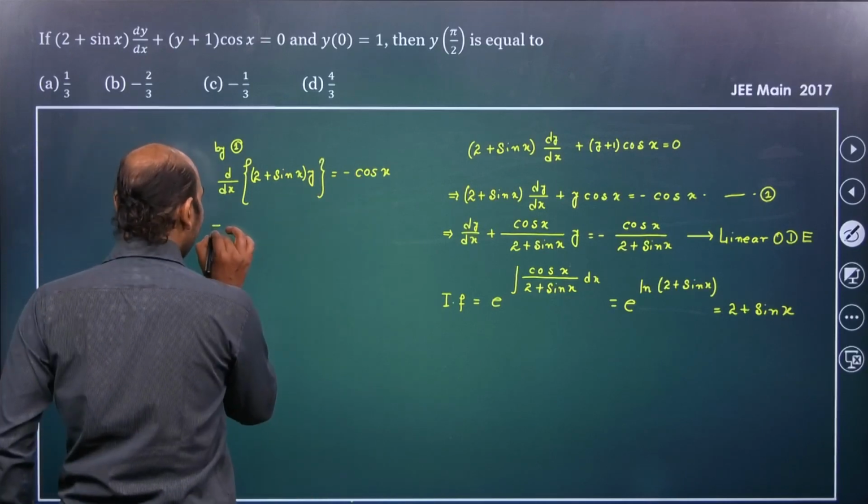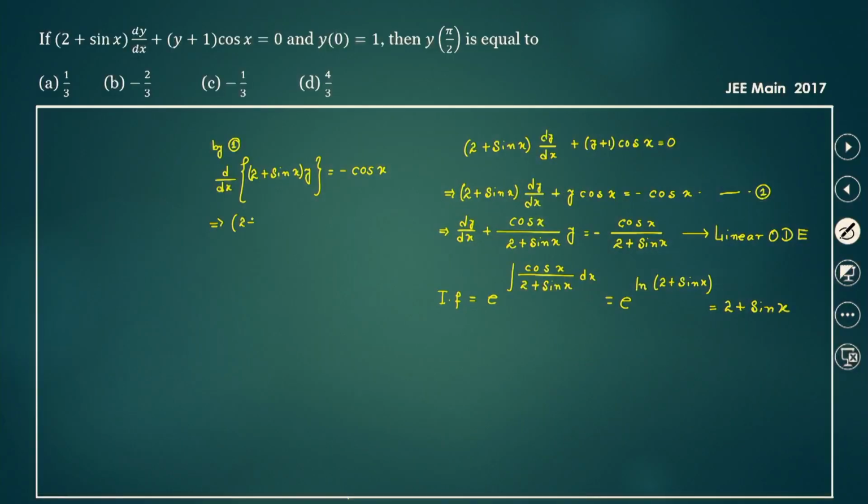So that implies that (2 plus sine x) multiplied by y is equal to the integration of minus cos x dx. That implies that (2 plus sine x) into y equals minus sine x plus c, since the integration of cos x is sine x. That's it. So this is the general solution of this given differential equation.